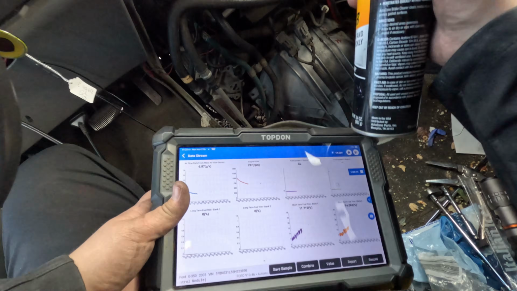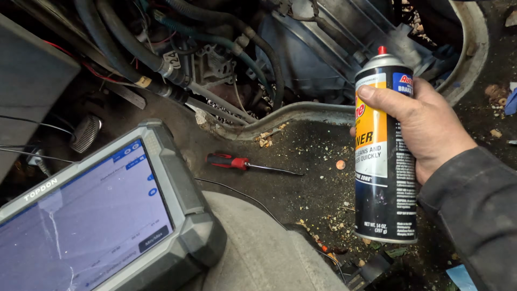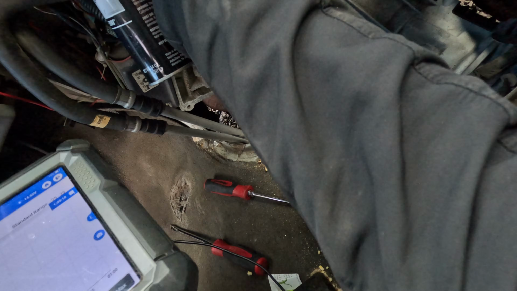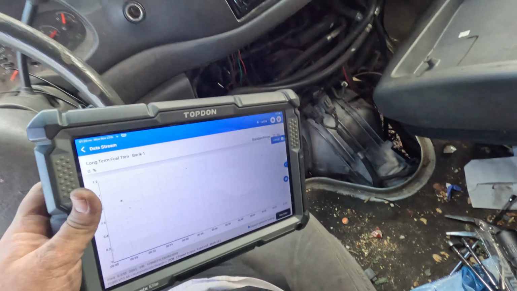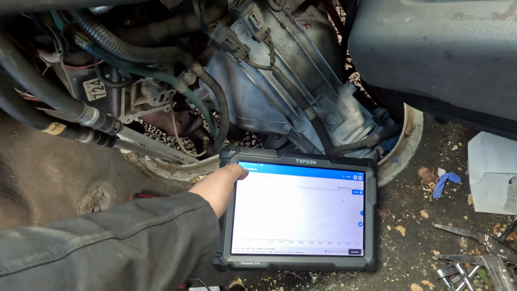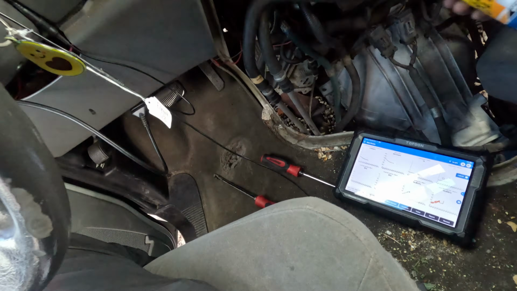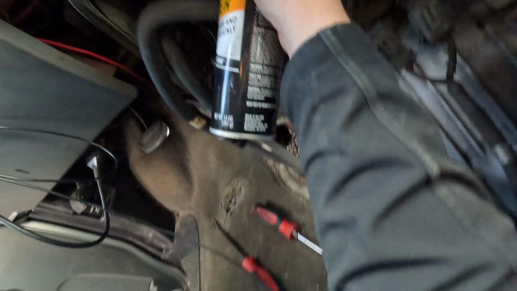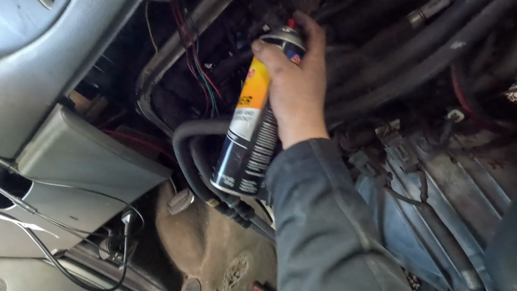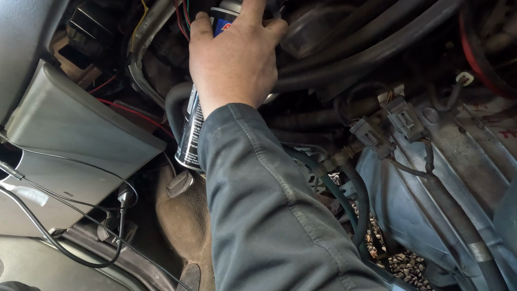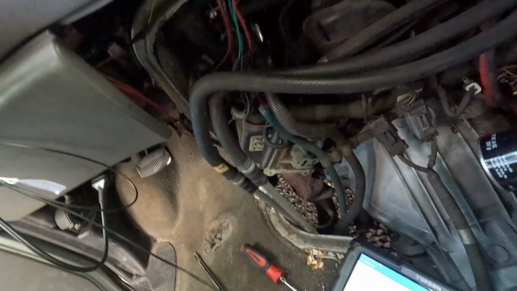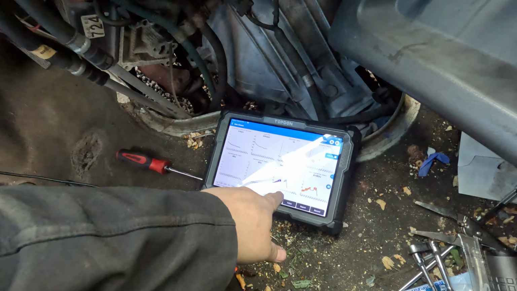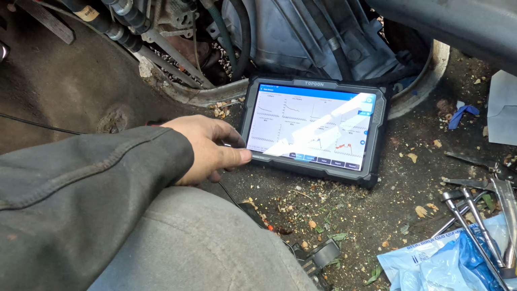We're going old school, quick and dirty. Spray some brake clean and see if it goes down. Alright, so here we got fuel trim set up on the scan tool. I'm going to spray the EGR and it dropped down. It's a bad EGR.